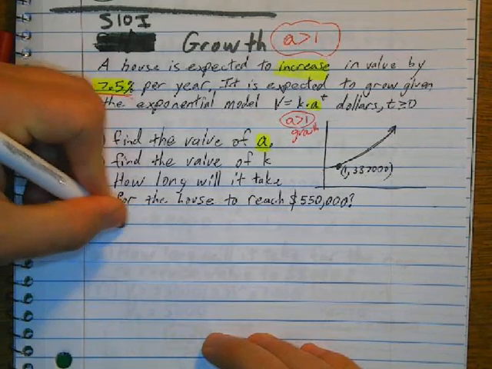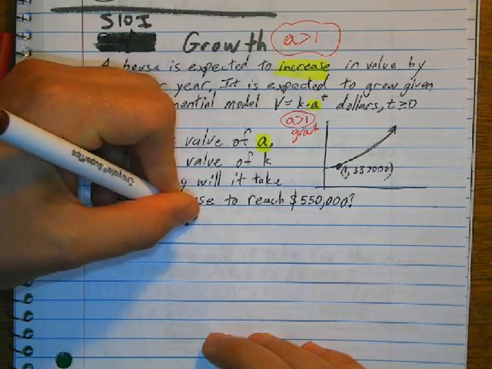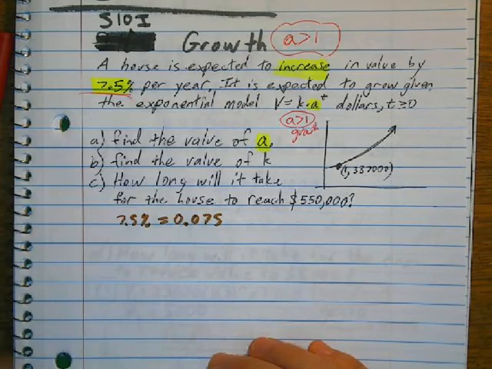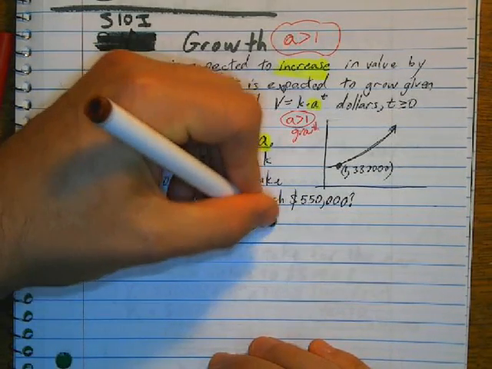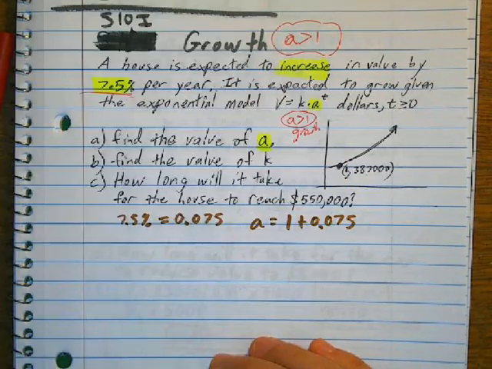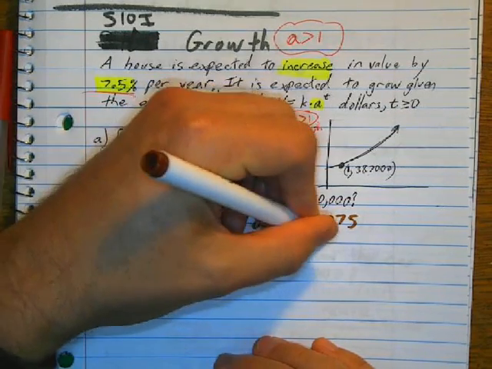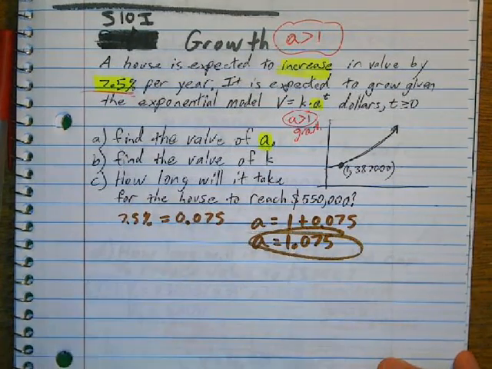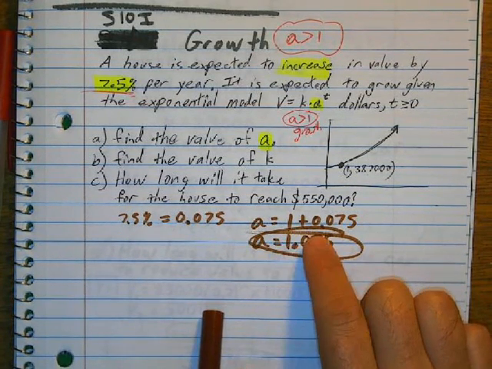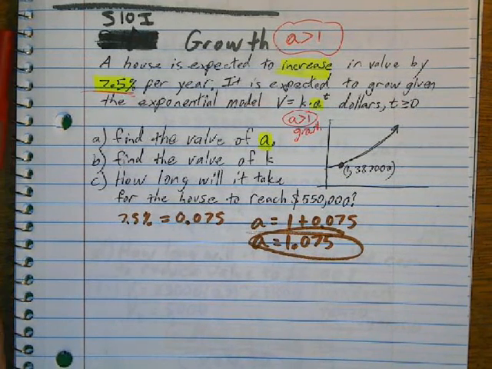7.5% is equal to 0.075 as a decimal. So if it's increasing 7.5%, the a value equals 1 plus 0.075, the percent. So that means a equals 1.075. Now, if it was decreasing by 7.5%, I would have done 1 minus the decimal, if it had been decreasing by that value. But this is increasing.